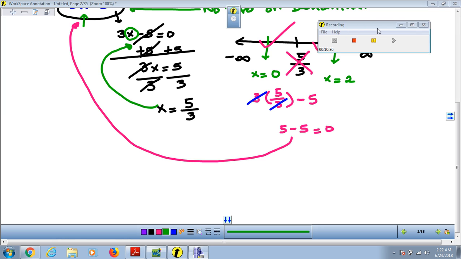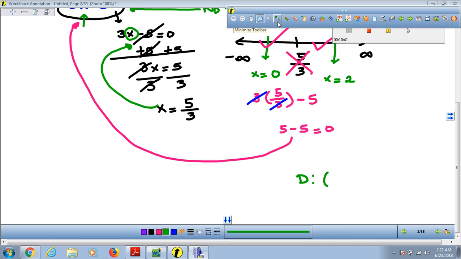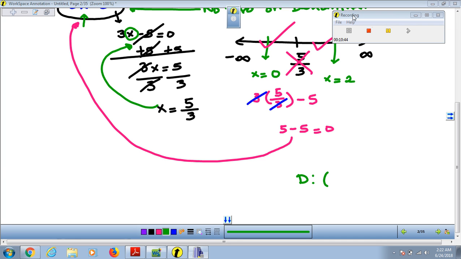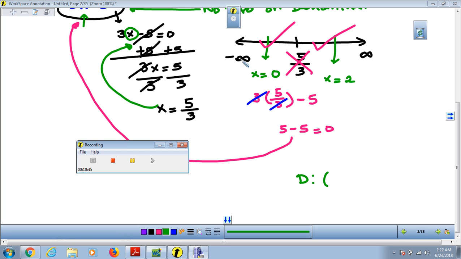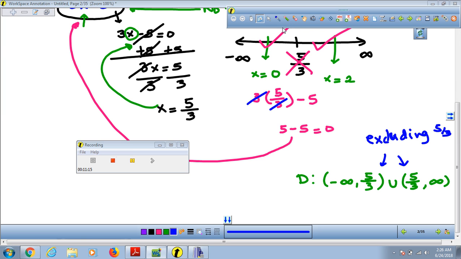My domain, looking at the number line that I drew right here, I can use any number to the left side of 5/3, starting from negative infinity all the way up to 5/3. I'm going to use this regular parenthesis because I want to exclude the 5/3. Union from 5/3 all the way to infinity. So with this parenthesis, I'm excluding the 5/3.